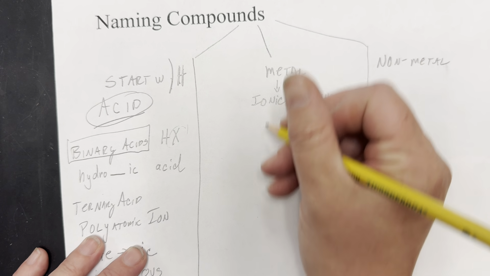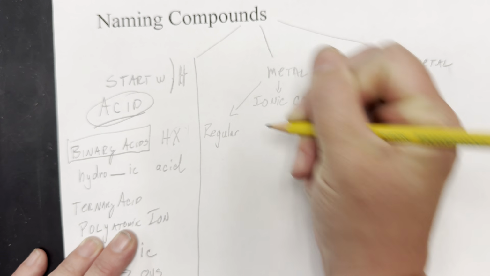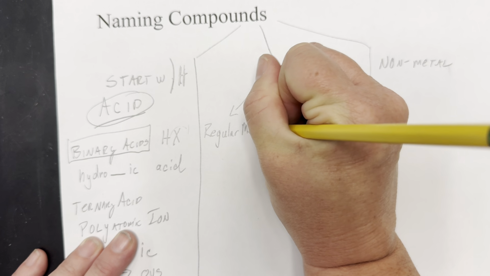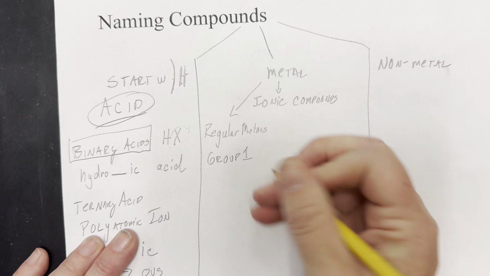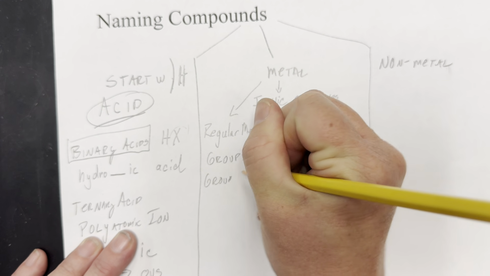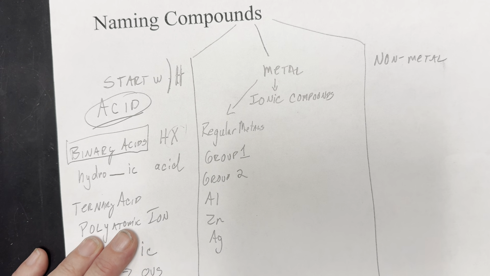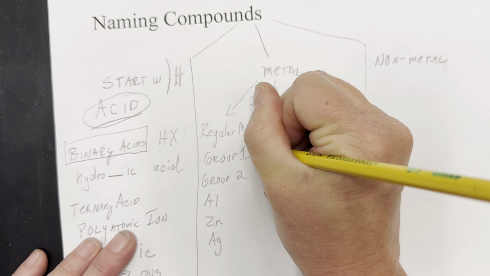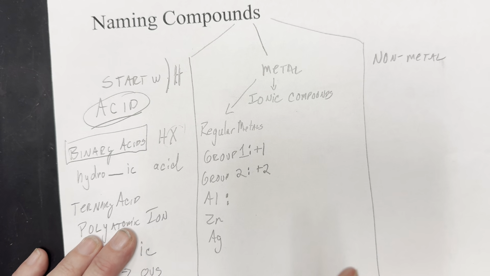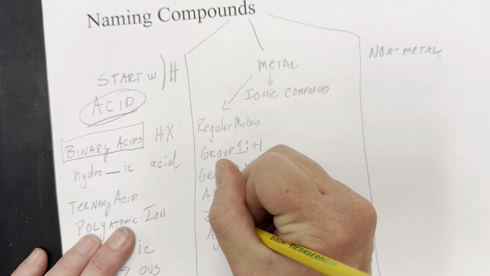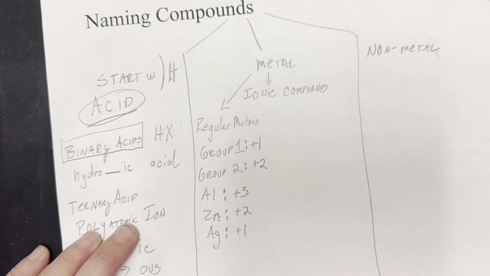All right. Now, if that metal is what we call a regular metal, and it is really important that you know your regular metals. Who are the regular metals? They are group 1, column 1, group 2, aluminum, zinc, and silver. Group 1 metals will always have a positive 1 charge. Group 2 will always have a positive 2 charge. Just aluminum, not its group, just aluminum will have a +3. Just zinc from its group will have a +2, and just silver will have a +1.